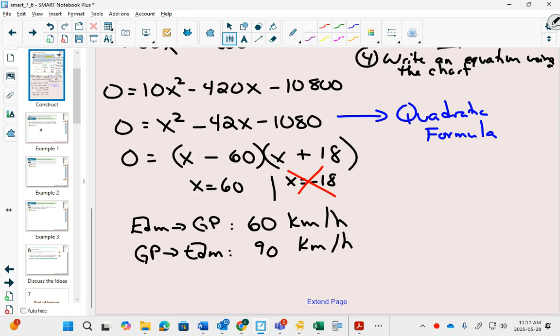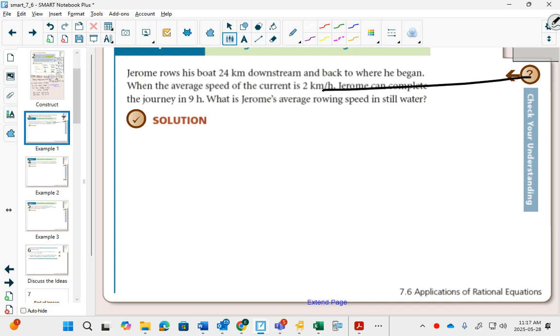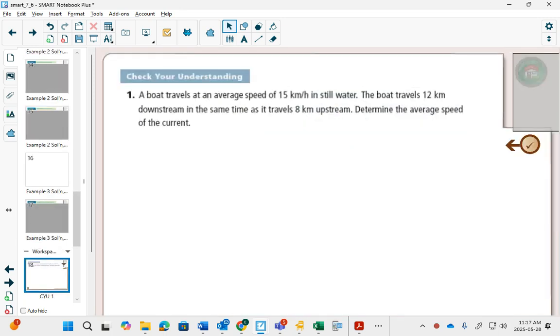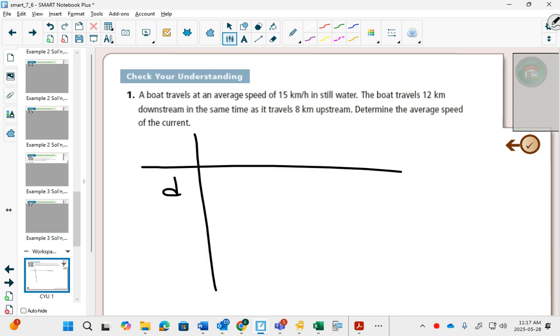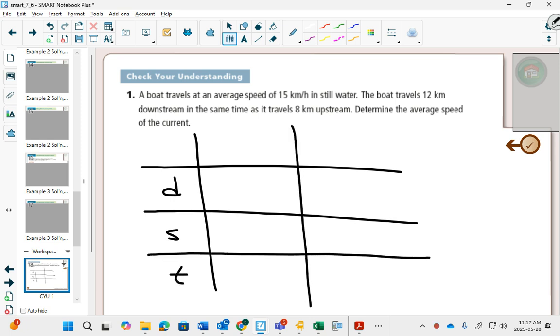Okay. So with that, we're going to do another one. We're going to do another distance speed question, but this time we're talking about a boat on water. So again, we start by setting up our chart, and our chart will always have distance, speed, and time. And then we have to think, what are our situations? Boat travels an average speed of 15 kilometers per hour in still water. It travels 12 kilometers downstream. In the same time, it travels 8 kilometers upstream.